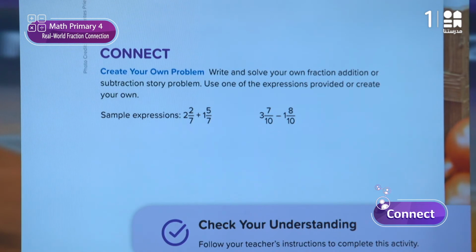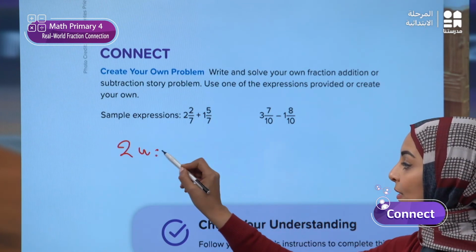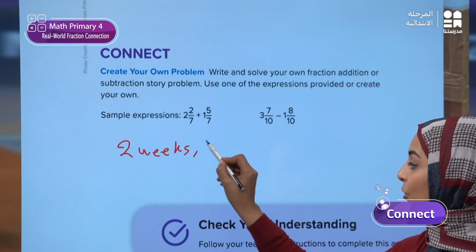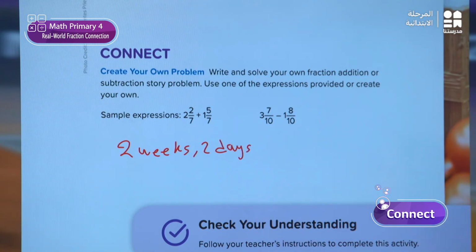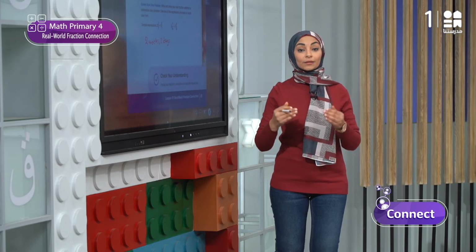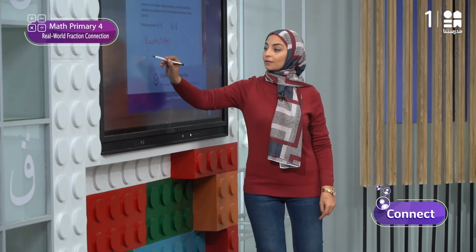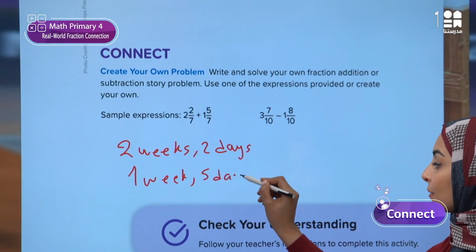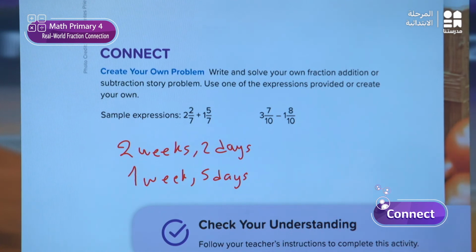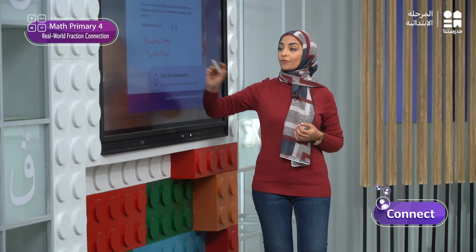He said that in the first month he trained for 2 weeks and 2 days. He trained 2 weeks and 2 days. Okay. And in the other month, he trained 1 week and 5 days. Now, he will add 2 weeks 2 days and 1 week 5 days.